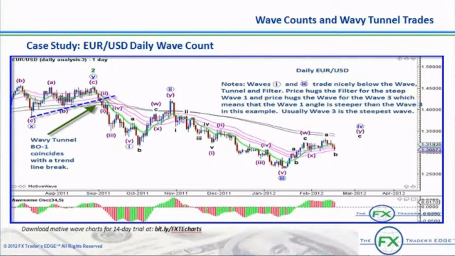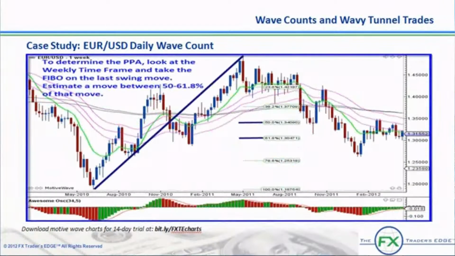By looking at the weekly time frame on the next slide, we will be able to determine the potential profit area, the PPA, and work backwards for the three profiteers' profit targets. On the weekly chart, we take the Fibonacci retracement of this last swing move and estimate the PPA to be between 50 and 61% of that move. If we use 61.8%, we get a move of 1,000 pips.